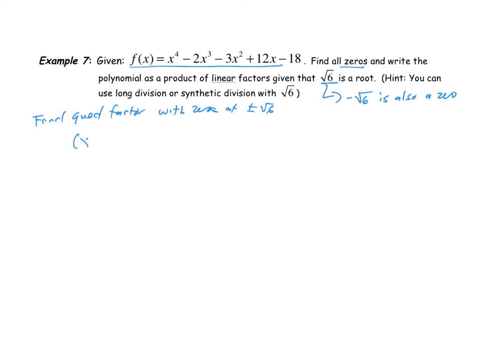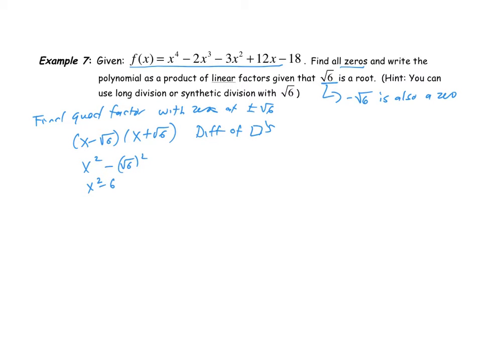So I know I would have x minus rad 6 and x minus negative rad 6, which would be x plus rad 6, right? Each one of the zeros gives me a factor. This is a difference of squares pattern. And when we expand this, we'll get x squared minus rad 6 squared, and minus rad 6 squared will just be minus 6. So this factor is going to be x squared minus 6. That's a quadratic factor of our polynomial f of x.